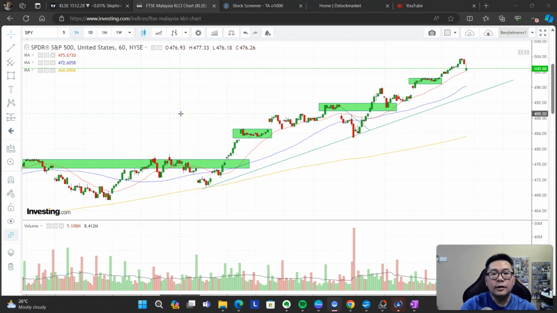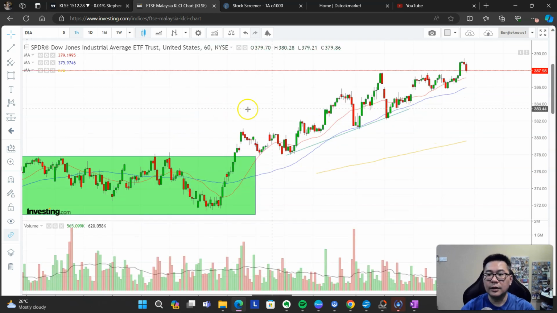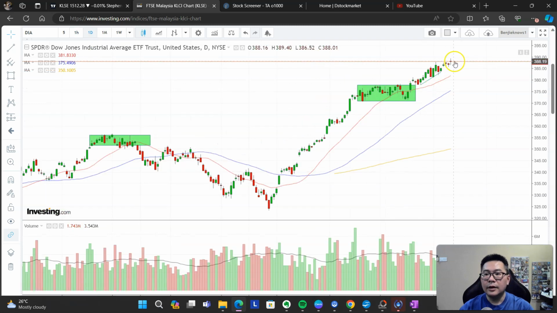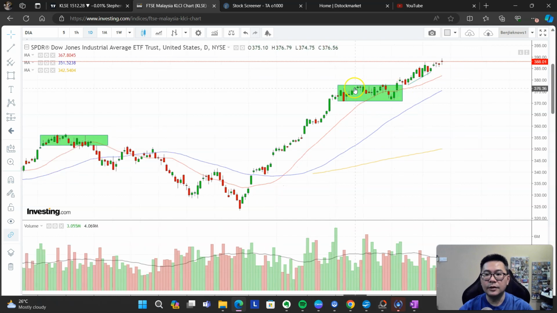Okay, let's take a look at the DIA, which tracks the Dow. Daily chart. Still in a strong uptrend. This is the recent support. This area is very strong support. So even if it drops to this area, you might want to look for buys. 50 MA here.